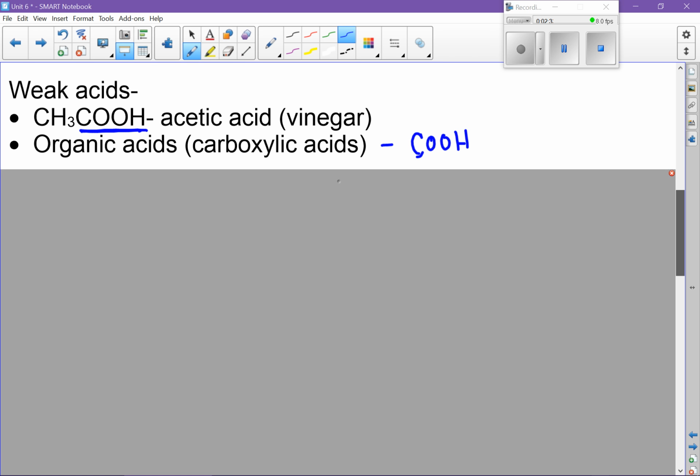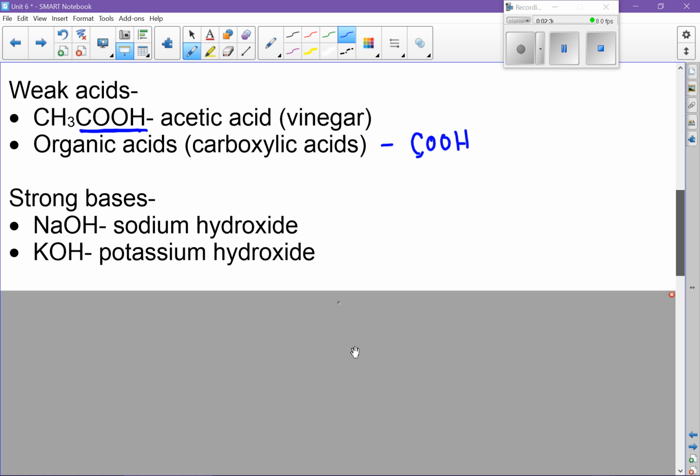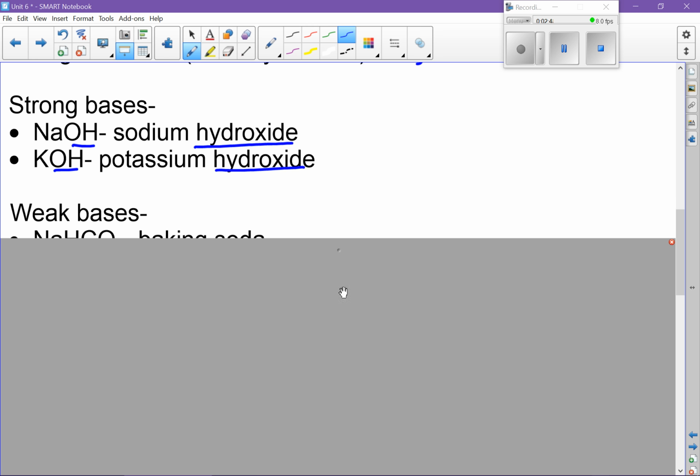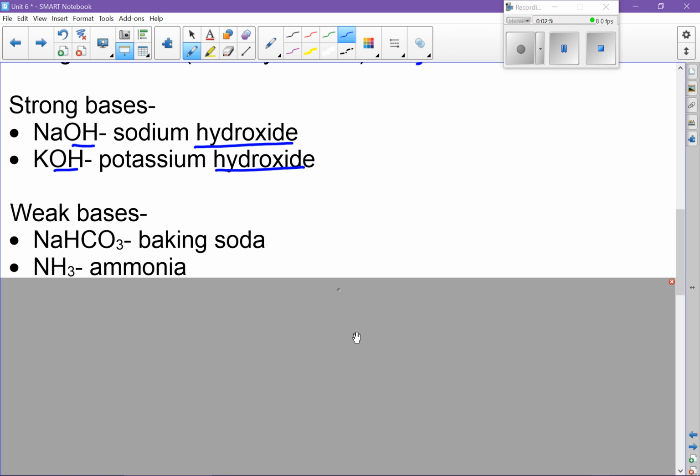Now let's talk about the bases. So our strong bases, sodium hydroxide and potassium hydroxide. Notice that they both have the hydroxide in them because of the OH at the end. That's the name for that. The weak bases are a little bit tricky. They're kind of exceptions to that rule. NaHCO3 is baking soda. Another name for that is sodium bicarbonate.